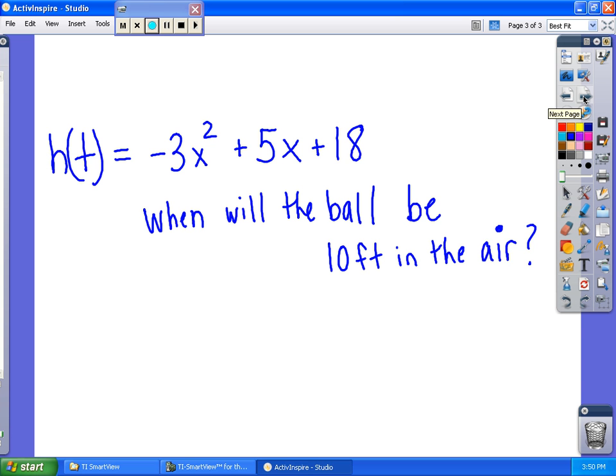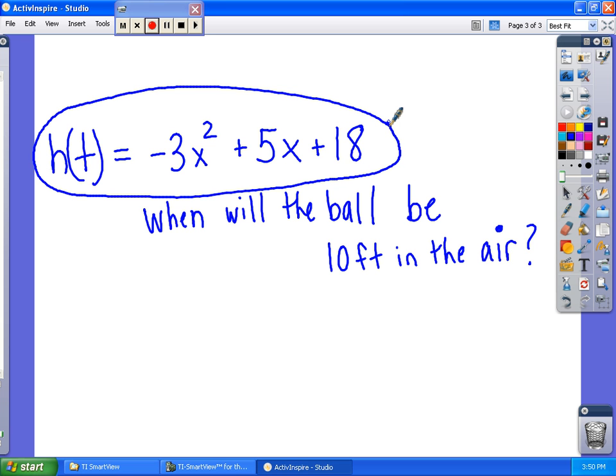I made this up, but we're going to pretend that this is a quadratic function that represents someone throwing a ball up in the air. So again, x would be the time, and h of t is just a function of how high the ball goes. The longer it goes, it's going to go up, and it's going to come back down. The question is going to be, when will the ball be 10 feet in the air?